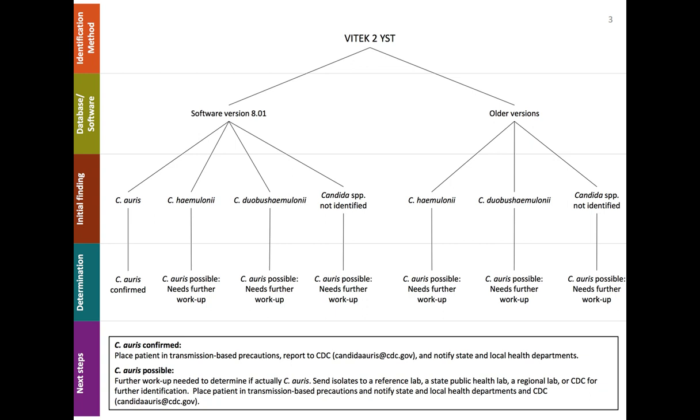If Candida auris is confirmed on the Vitek with the software upgrade, you can see that the recommendations are to place the patient in transmission-based precautions, report to the CDC, and notify state and local health departments. Those systems can still misidentify Candida auris as haemulonii, duobushaemulonii, or Candida species not identified. So even in those cases, you do need to do further workup. And if Candida auris is possible, they suggest sending isolates to a reference laboratory, a state public health lab, a regional lab, or the CDC for further identification, and to place the patient in transmission-based precautions until that rule-out is confirmed.